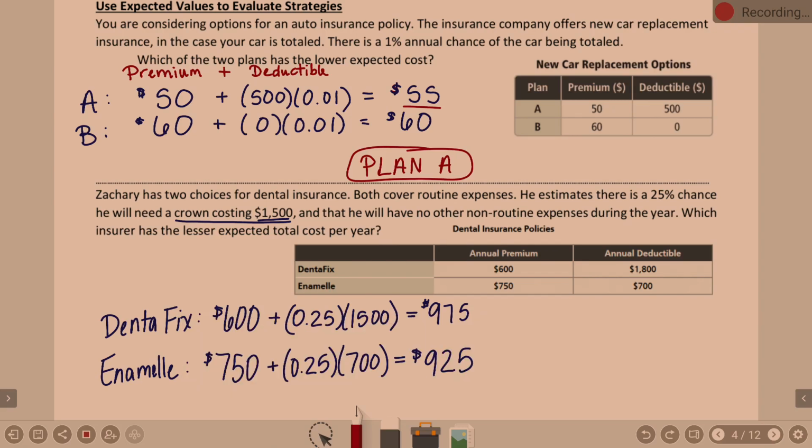Now, the question is, which insurer has the lesser expected total cost per year? Which one is that? The second one. Okay, that enamel. Really need to figure out how to pronounce that. Enamel is going to cost him $925. So, enamel has the lesser expected cost.